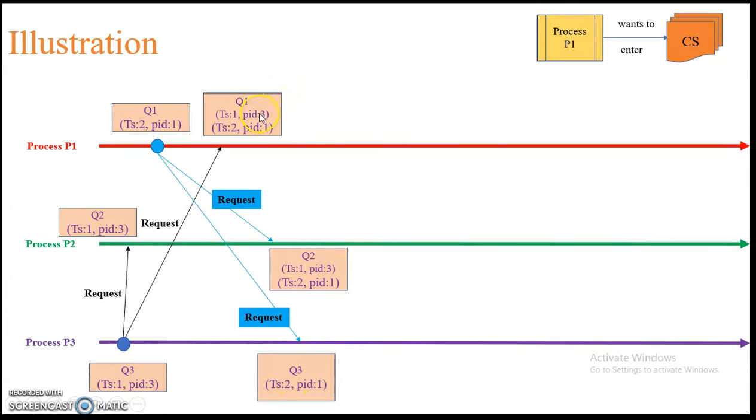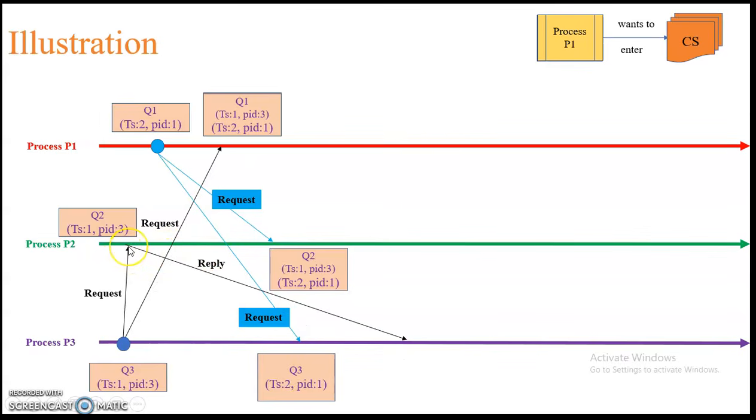So here if you see, the queue maintained at process P1 has timestamp 1, process ID 3, timestamp 2 and process ID 1. At process P2 also it has both the timestamps, but at P3 there is no timestamp of the process itself, which means it will maintain the timestamp of the other process which is coming, because it knows that it has to access the critical section since it was the first process that had sent the request.